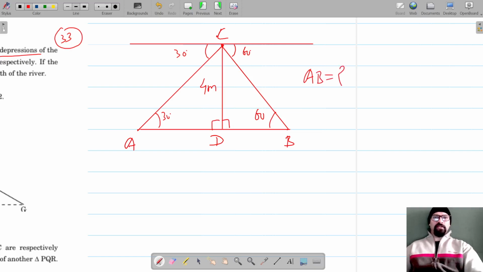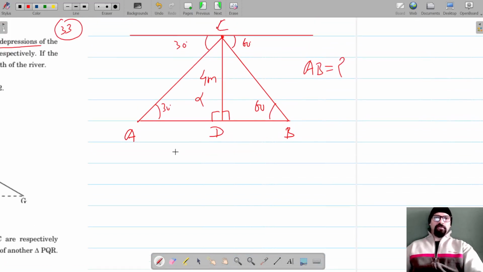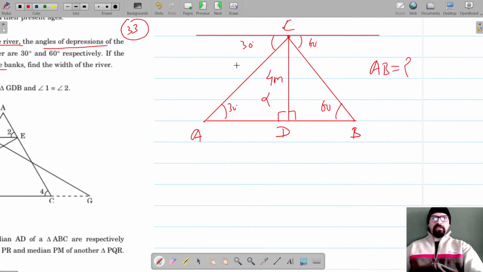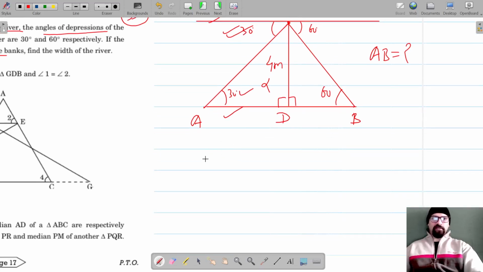So we have two right angle triangles here. So I'm going to use the tan ratio in both these right angle triangles. This is the angle of depression. If this is 30, this is also 30, because the horizontal and the width of the river are parallel and this is the transversal. So these are alternate angles. Similarly, 60 and 60 are alternate angles.